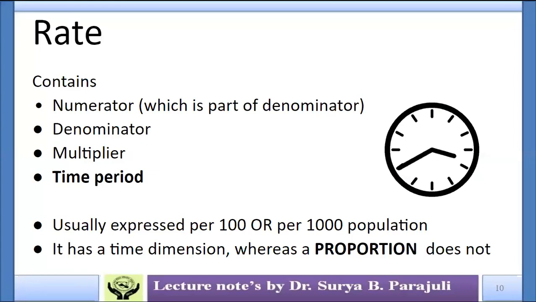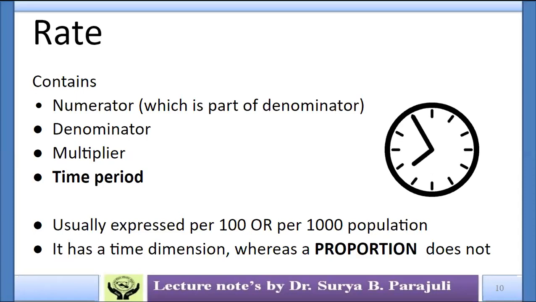Now the rate. You can see there is a clock. So always be careful. If someone asks you about rate, there is always a time period. So you should know this watch. You can see there is a certain time period. Rate contains a numerator and a denominator both, same as the previous tool, proportion. The numerator is a part of the denominator and it has a multiplier and a time period.